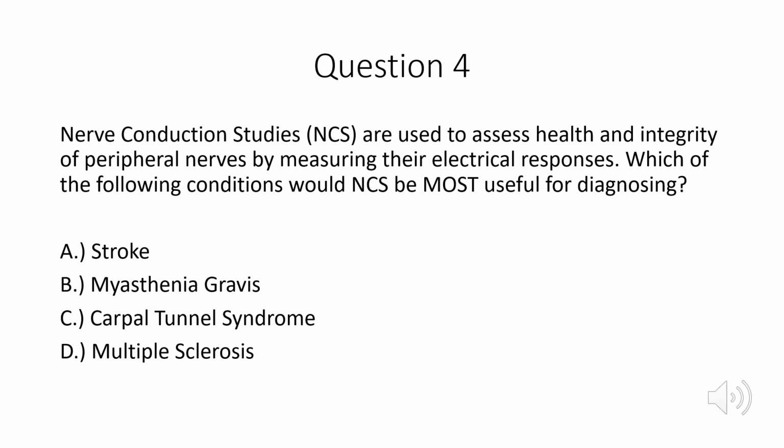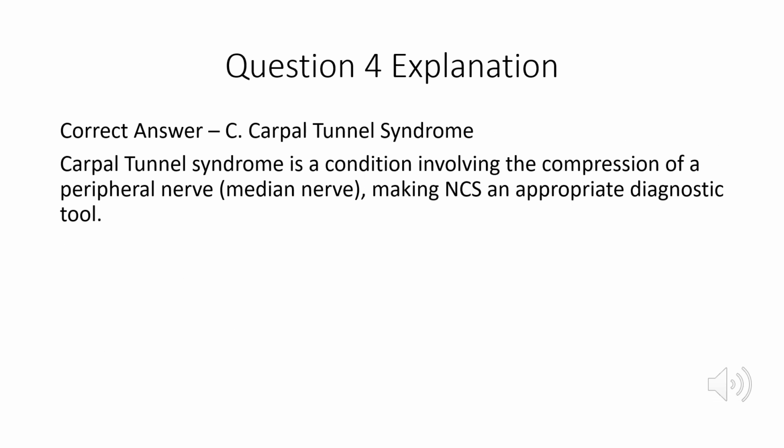Nerve conduction studies are used to assess the health and integrity of peripheral nerves by measuring their electrical responses. Which of the following conditions would a nerve conduction study be most useful for diagnosing? A. Stroke. B. Myasthenia gravis. C. Carpal tunnel syndrome. Or D. Multiple sclerosis. The correct answer is going to be C. Carpal tunnel syndrome. So carpal tunnel syndrome is a condition involving the compression of a peripheral nerve, in particular the median nerve. So it's going to make a nerve conduction study an appropriate diagnostic tool.